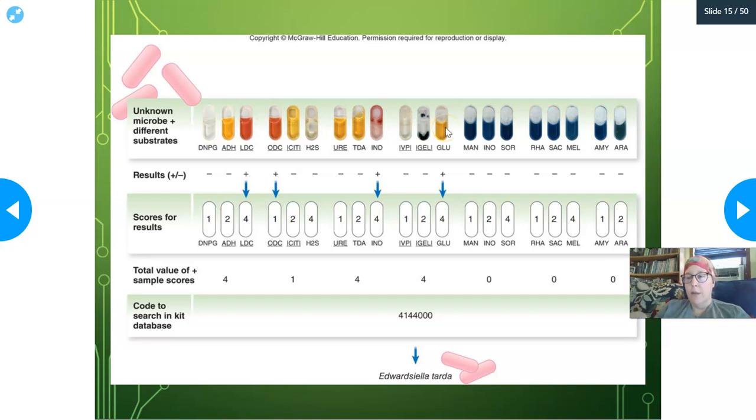And then you incubate it for at least 12 hours. In each of these wells is a different substrate, a different sugar, polymer, or protein. For example, in these first few here, a negative reaction is either clear or yellow and a positive reaction is red.